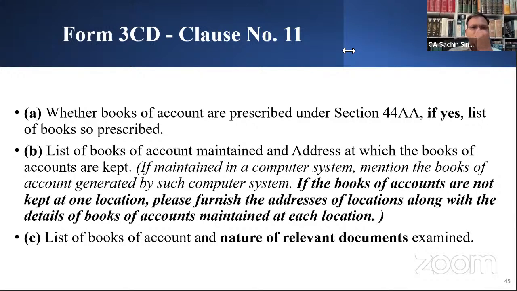Okay, so the important situation is if the books of accounts are maintained at the cloud, then you have to mention the address or the web link of the path of the cloud address, so that too in this report you have to mention in detail where the books of accounts are maintained and in which form. If it is maintained on cloud, please put the complete address of the cloud.